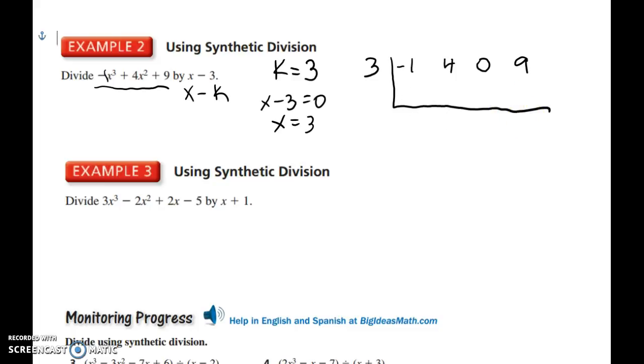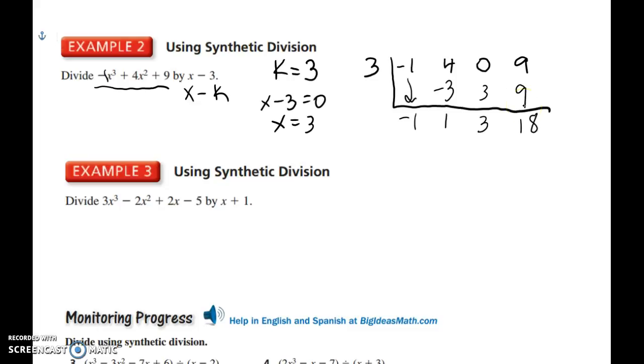So let me say that again. Carry the first number down. From here, you multiply to write the next number above: 3 times -1. Then add down: 4 plus -3. Multiply 3 times 1, add down 0 plus 3. Multiply 3 times 3 and write it up here. Add down: 9 plus 9 is 18.